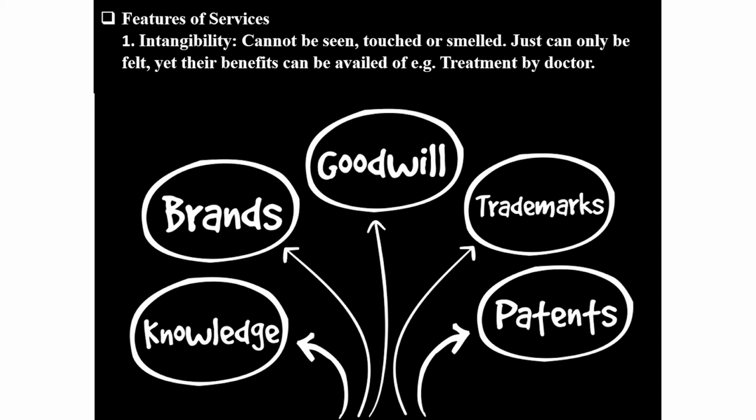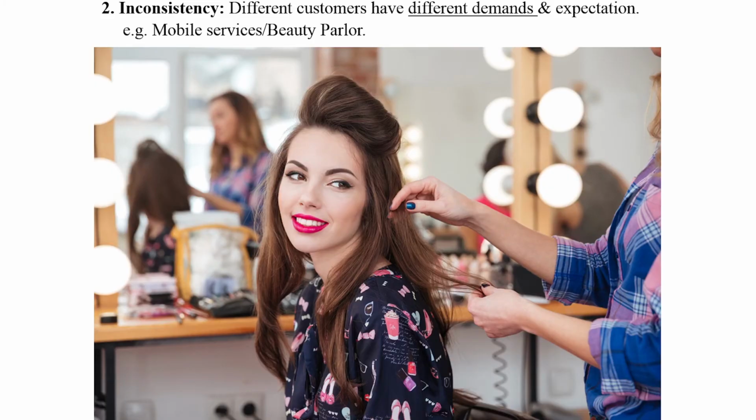Intangible is nothing but you cannot touch it, see it, or taste it. You can only feel it. Suppose you're traveling in a bus, you can only feel that you're traveling, but there is no physical exchange of goods, right? This is called intangible. You can avail that benefit, but you cannot hold it or store it. We'll discuss that again in the coming features. So the first feature is intangibility, and moving on to the second feature.